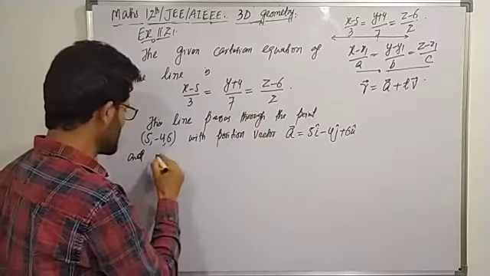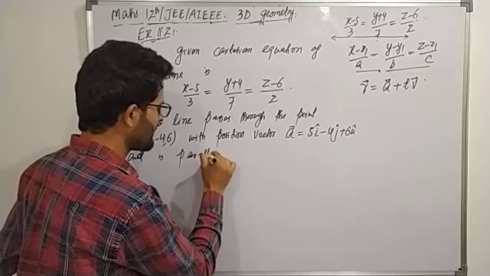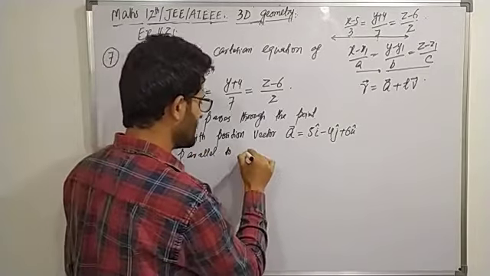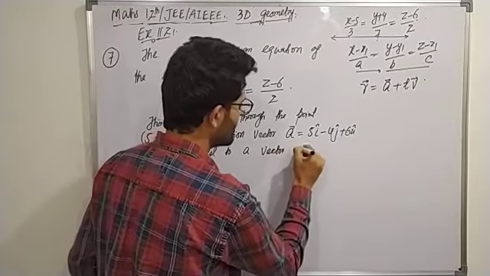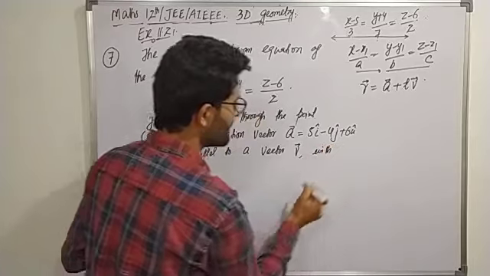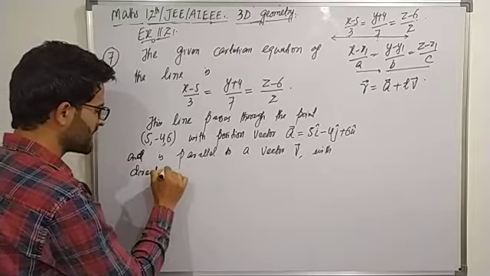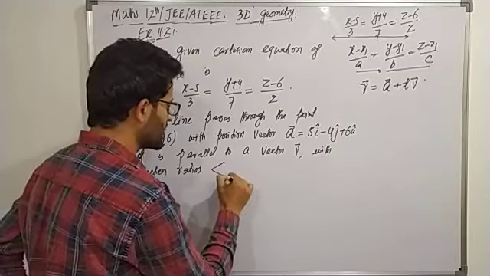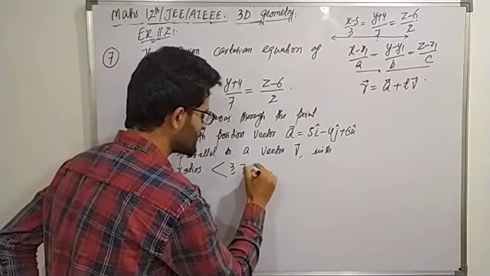is parallel to a vector with direction ratios 3, 7 and 2, and is parallel to a vector v, suppose we name that vector v, and is parallel to a vector v with direction ratios, what will be the direction ratios of that vector? Ordered three tuple of 3, 7, 2.